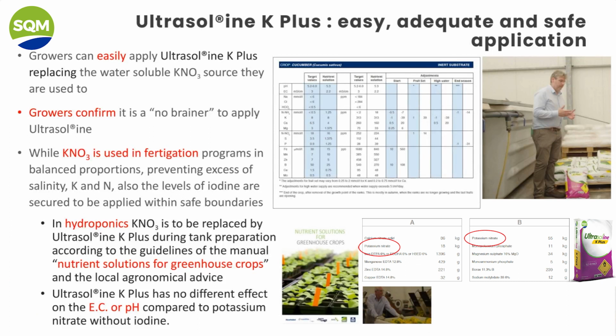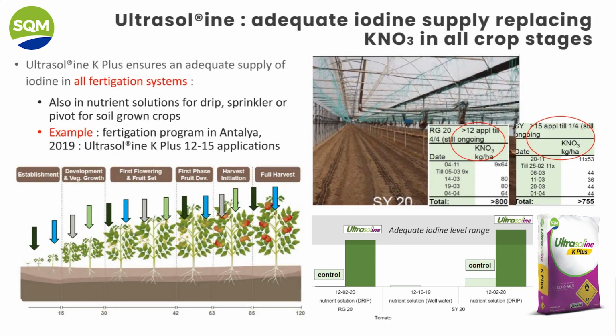Simply replacing potassium nitrate by Ultrasaline K+ in hydroponics will lead to adequate supply of iodine. Note also that in hydroponics, but also in all other fertigation systems, Ultrasaline K+ has no different effect on the EC and the pH compared to potassium nitrate without iodine. Not only in hydroponic systems, but in all fertigation systems, also for soil-grown crops like drip, sprinkler, or pivot systems, the same principle is in place: replace the regular potassium nitrate with Ultrasaline K+.